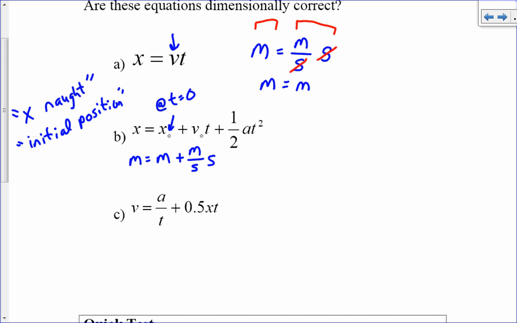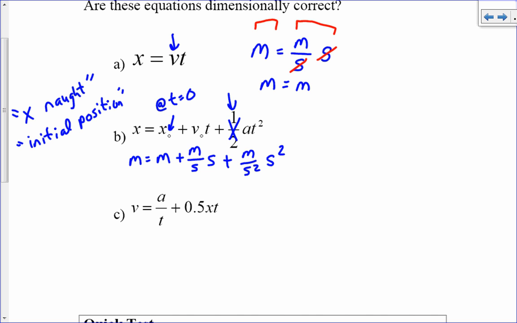Now, the second point that I want to make is that anytime we have a constant like this 1/2, a constant has no units. So that 1/2 has no units. I don't need to do anything with it. In fact, when I write out the units of this equation, I'm just going to forget about this completely because it doesn't impact the dimensional analysis of the equation. A was acceleration. That's meters per second squared. And time squared is seconds squared.